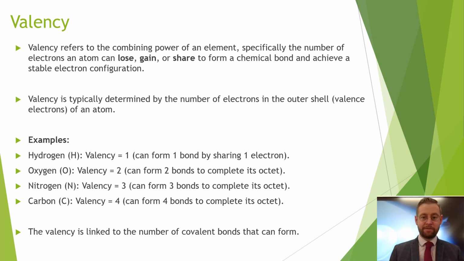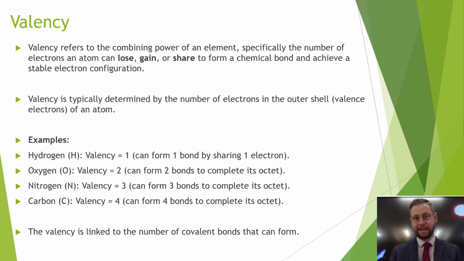Oxygen in group 6 has a valency of 2, which means it just needs 2 more electrons to complete its octet or to fill its outer shell. That means it can form 2 bonds to things. Sometimes they could be double bonds, but more about those later. Nitrogen has a valency of 3, as we just saw with the ammonia, and carbon has a valency of 4, which is obvious when you think about chemicals like methane, CH4. This valency is linked to the number of covalent bonds that this chemical can form.